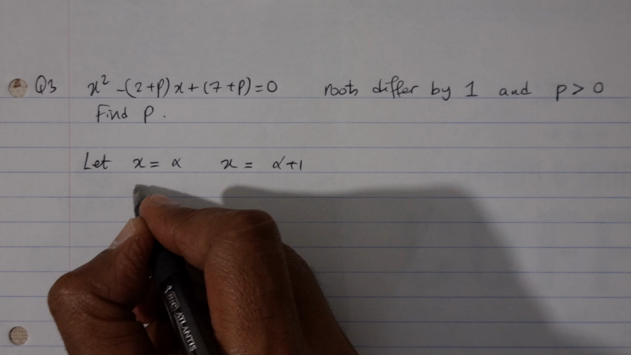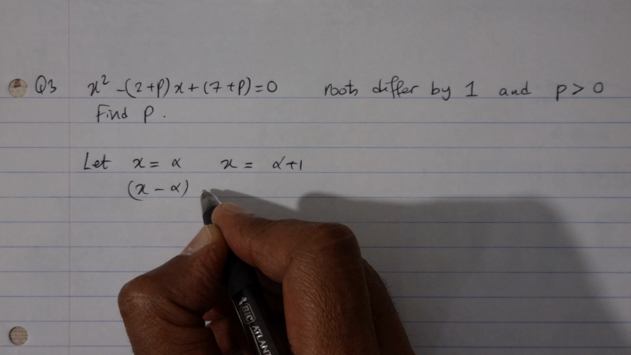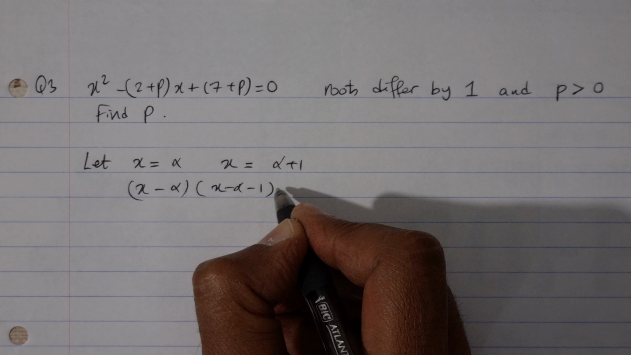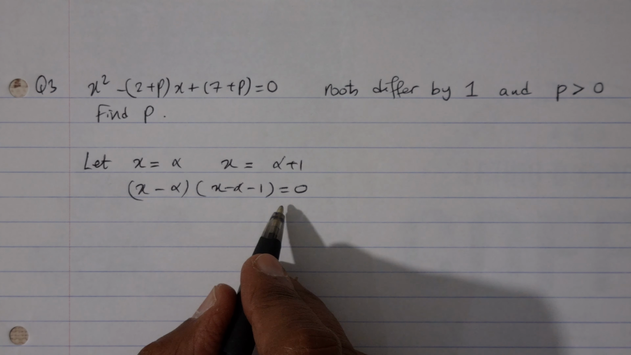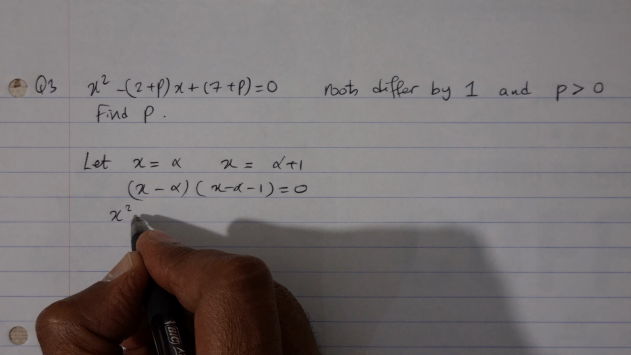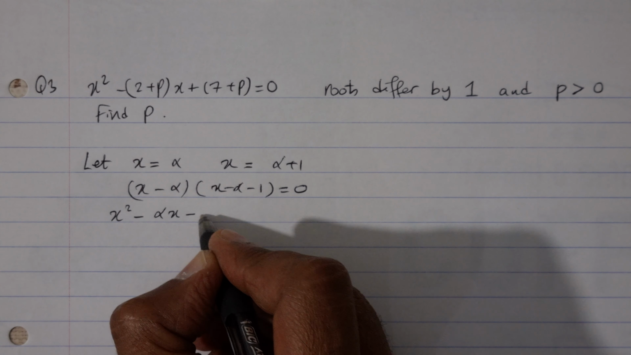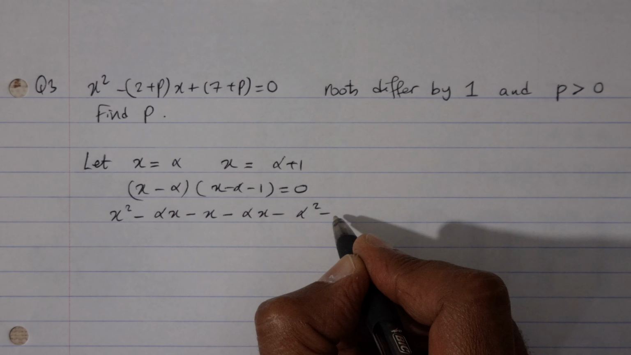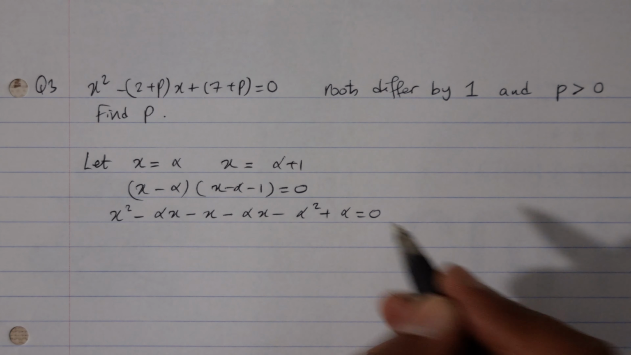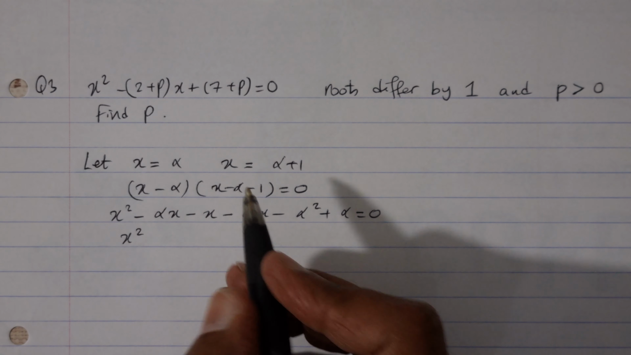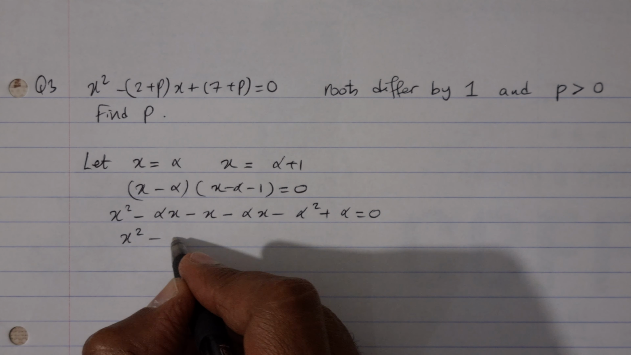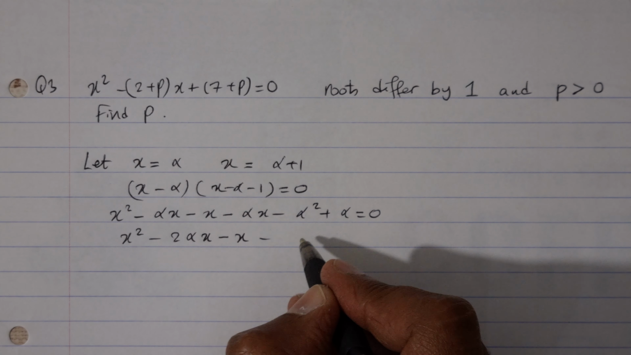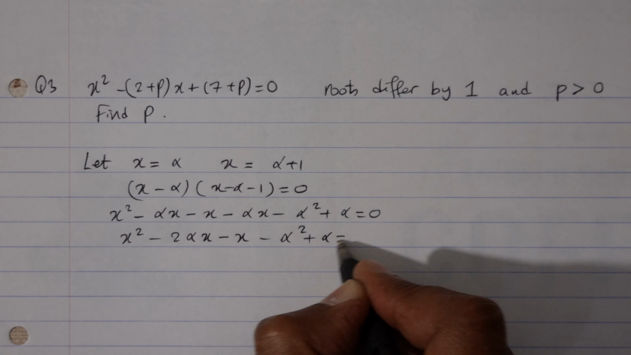So now from here, it can be said that (x minus alpha) times (x minus alpha minus 1) is equal to 0. And so we have to expand this. Expanding this, we're going to get x squared minus alpha x minus alpha x minus alpha squared plus alpha is equal to 0. And if we simplify this, I've got x squared, minus alpha x minus alpha x is minus 2 alpha x, then minus x, and then plus alpha squared plus alpha is equal to 0.